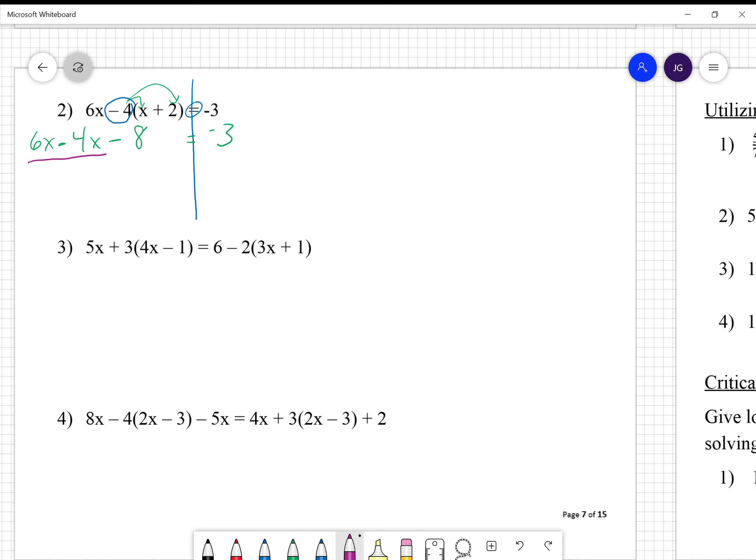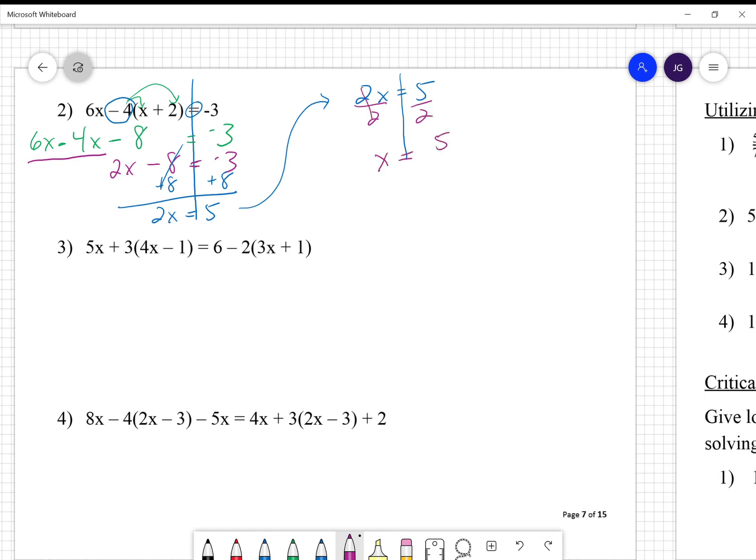I can combine my like terms. I get 2x minus 8 equals negative 3. Now I add 8 to both sides. I get 2x equals 5. My x is still not by itself, so I divide both sides by 2 to get rid of the coefficient.